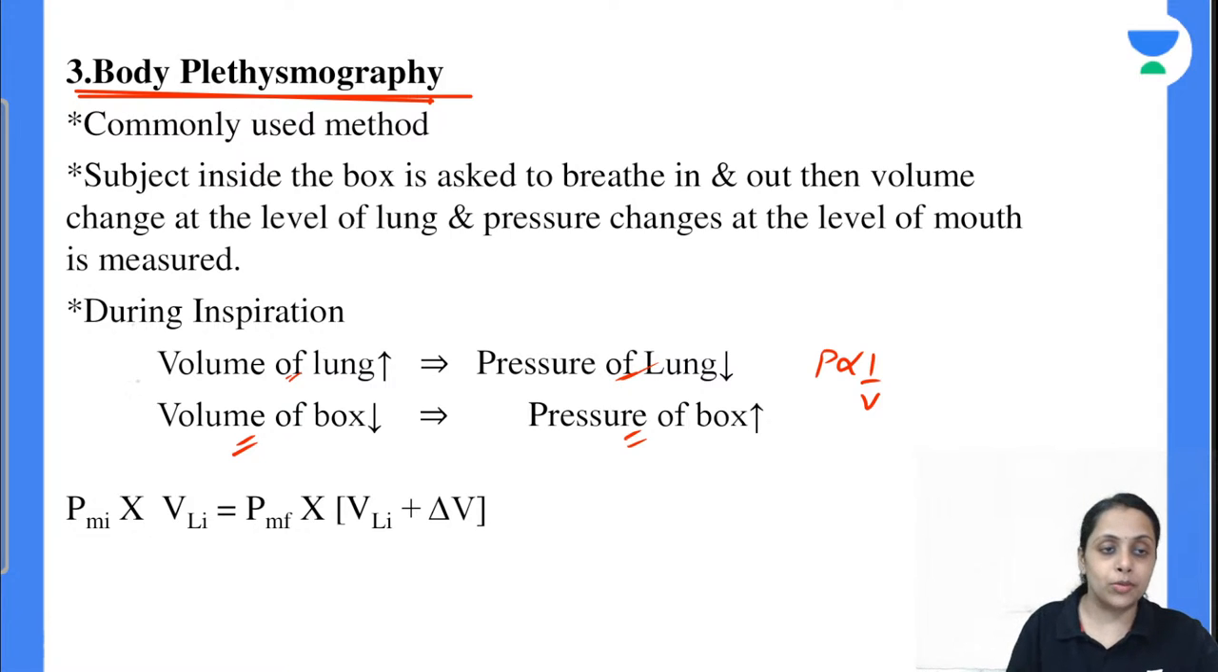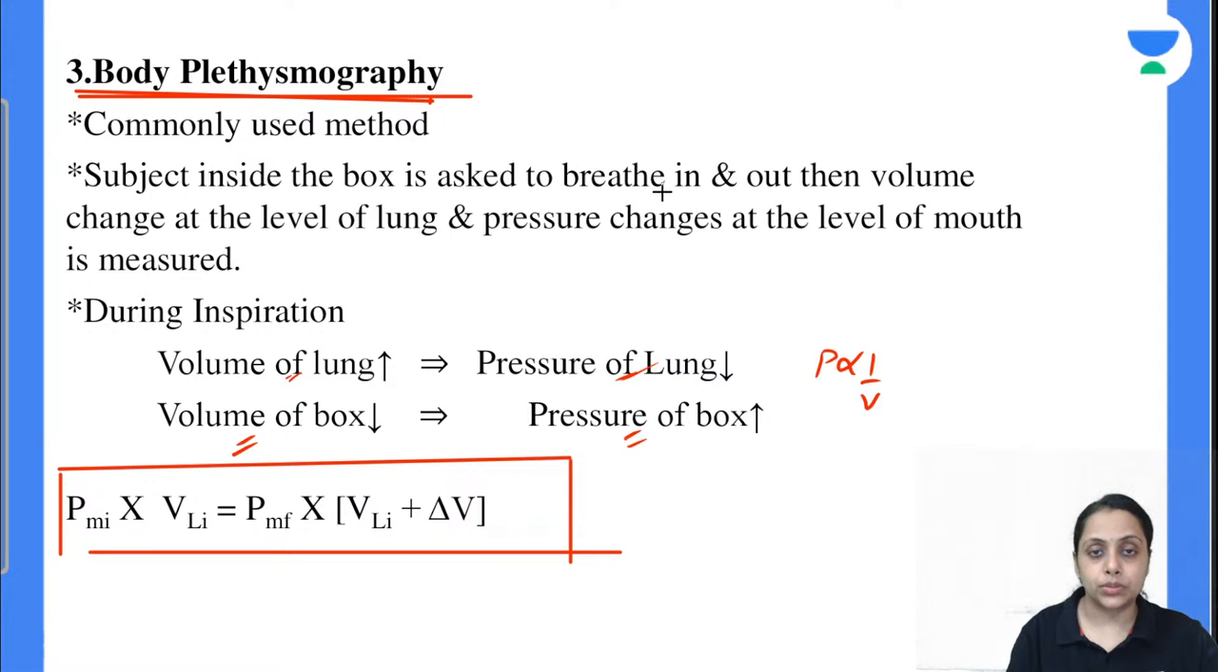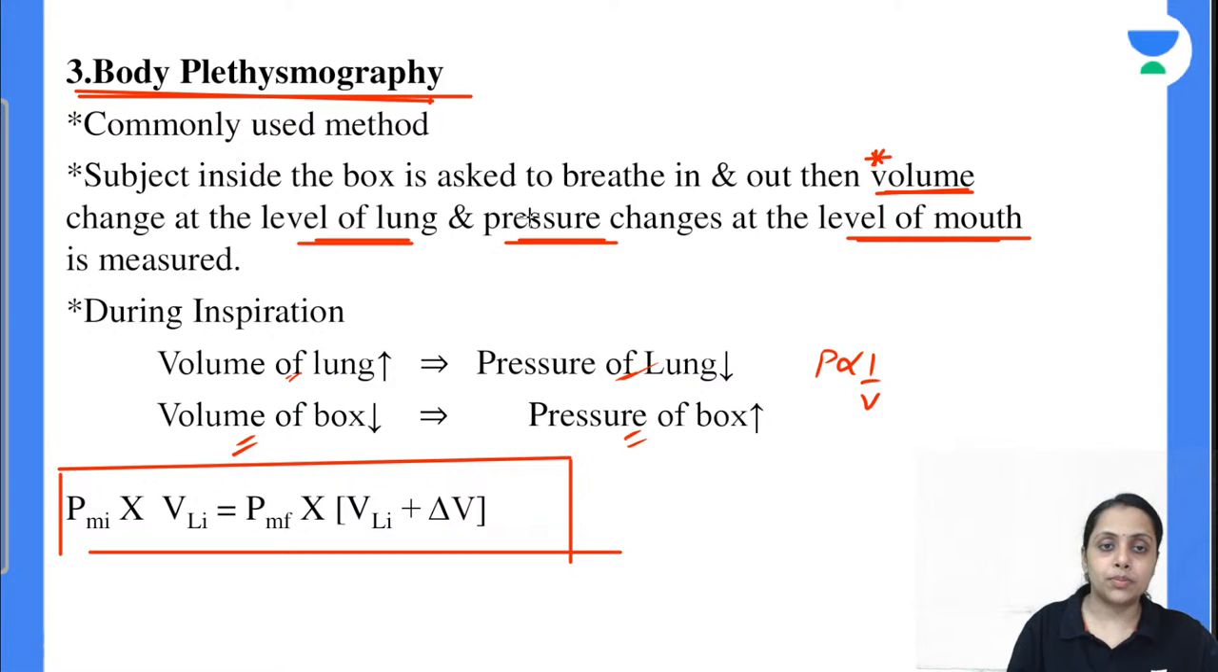So this is the formula जिससे हम calculate this FRC. Pressure हम किस level पे measure करते हैं? We measure the pressure at the level of mouth. So do remember, volume is measured at the level of lung while pressure is measured at the level of mouth. ठीक है. So inspiration के बाद क्या होगा? हमारा volume of lung increase होगा, pressure of lung is going to decrease. So this is the formula.